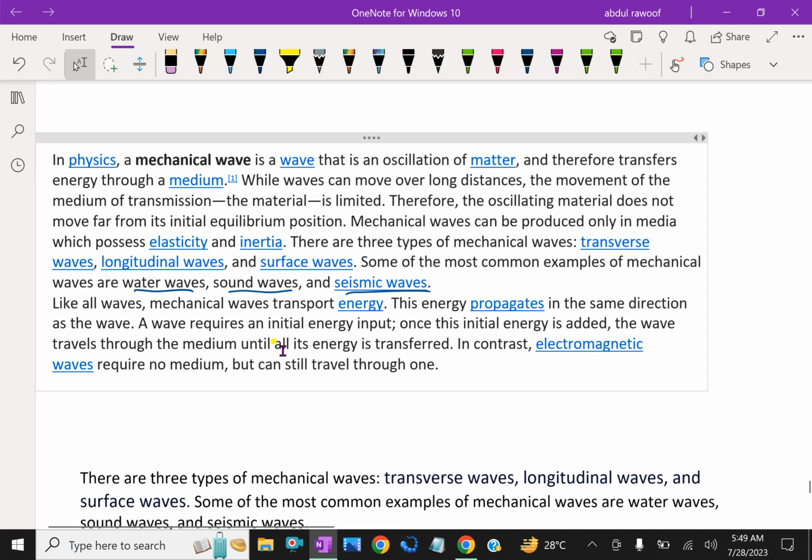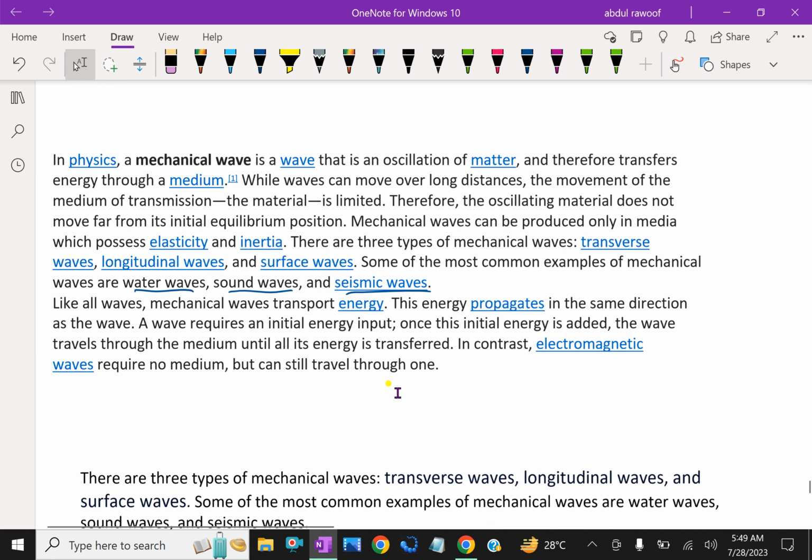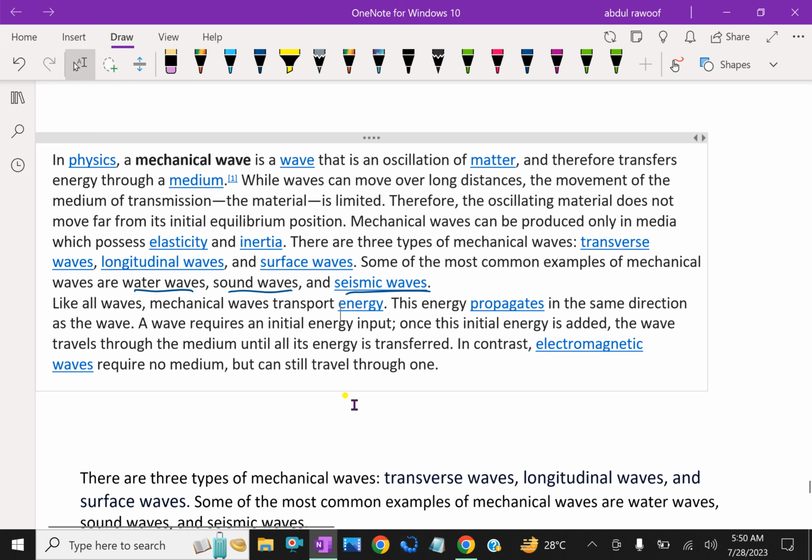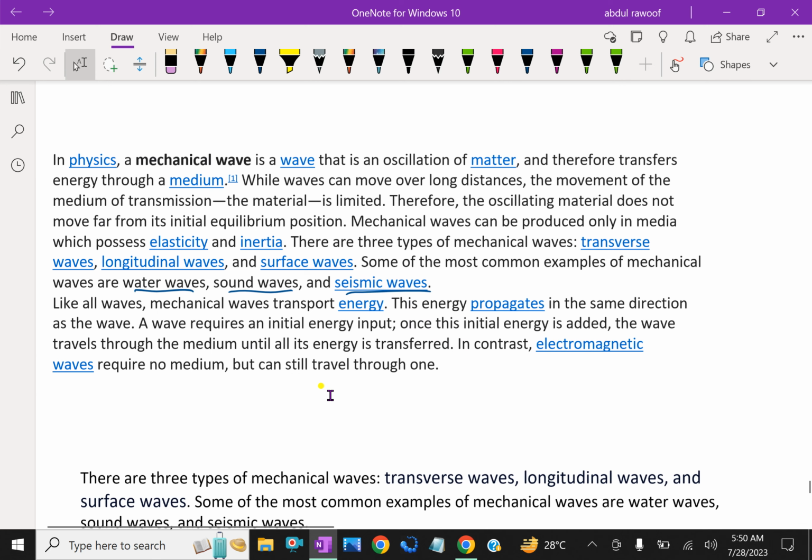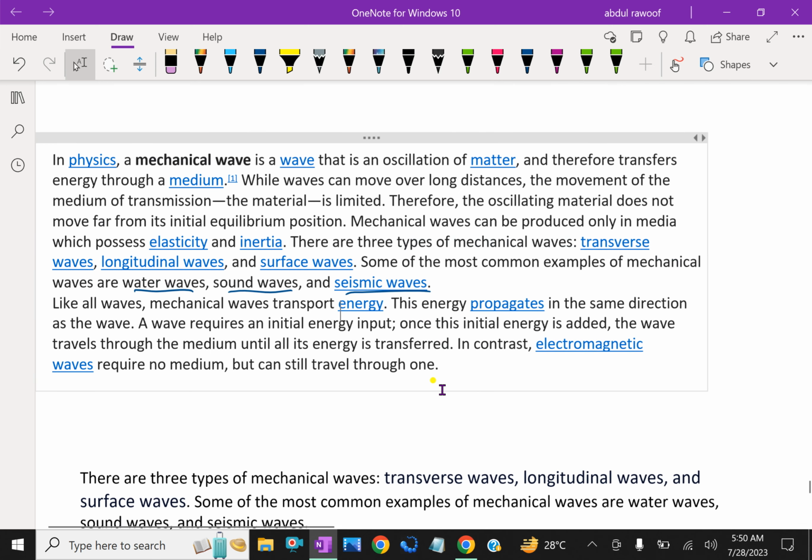Like all waves, mechanical waves transport energy. This energy propagates in the same direction as the wave. A wave requires an initial energy input. Once this initial energy is added, the wave travels through the medium until all its energy is transferred. In contrast, electromagnetic waves require no medium but can still travel through one. That means mechanical waves need a medium, but electromagnetic waves require no medium, though they can still travel through one.